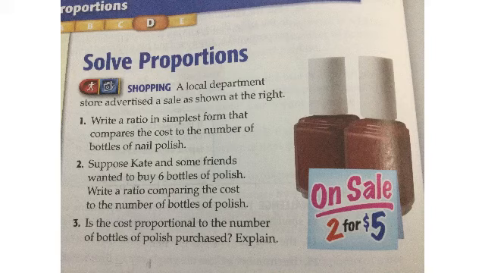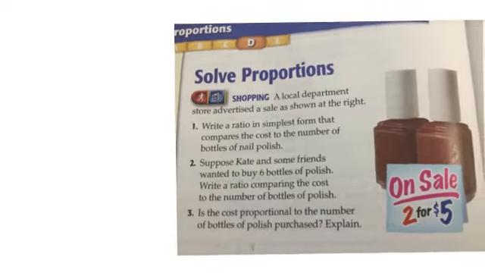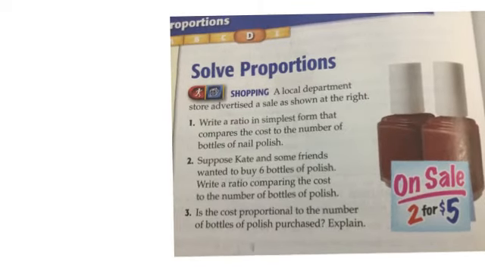It says a local department store advertised a sale as shown at the right. Gotta love nail polish. It says write a ratio in simplest form that compares the cost to the number of bottles of nail polish. So I'm told to write a ratio, which is just a rate. I'm comparing the cost to the number of nail polish. So you see they have a sign here. These are on sale, 2 for $5.